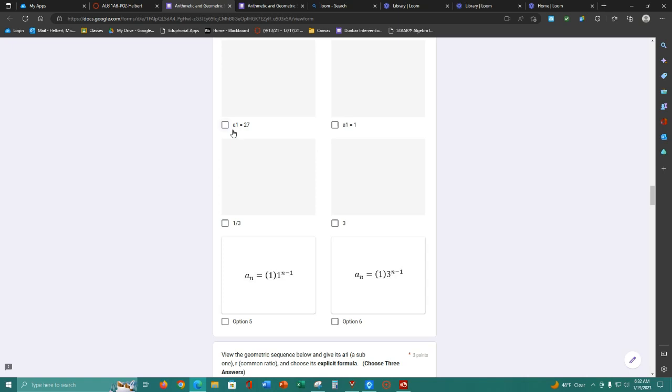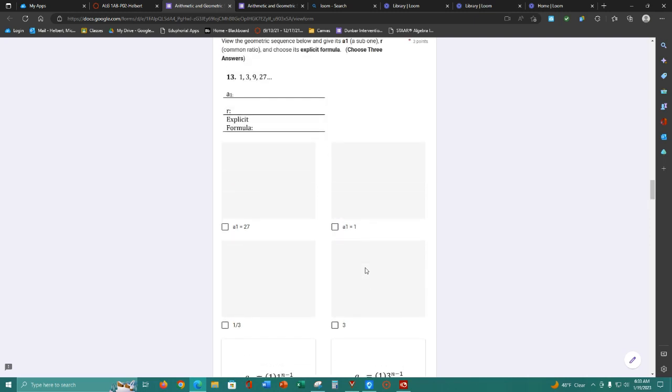I know this, if you look right here, we have a sub 1 is 27, a sub 1 is 1. We have, it looks like, a common ratio of 1/3, r of 3, and then we have 2 explicit formulas. So in order to get those answers right, we need to go ahead and take the information it gives us and start solving things. So let's go ahead and start with this.